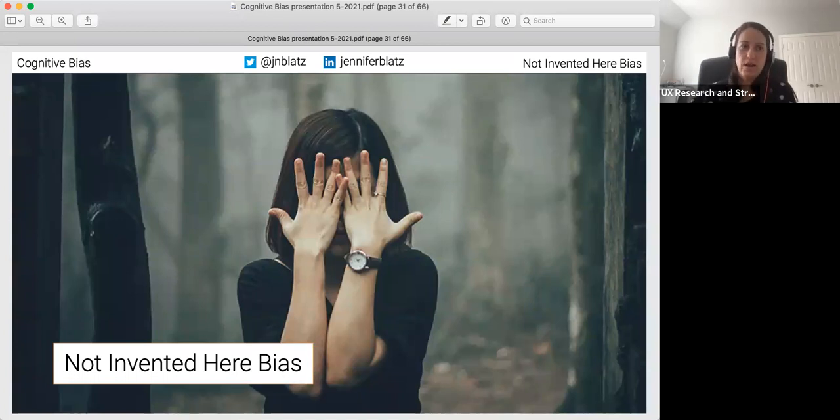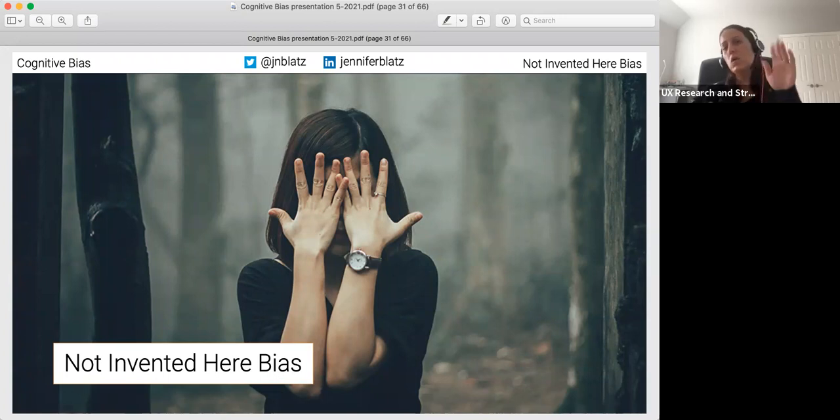Okay, so have you ever had someone come up with a problem to solve and you wonder how the competition is tackling that same problem? It's pretty natural to wonder how other companies are solving the same issues, right? Well, maybe not always. The not invented here bias is a cognitive bias where people don't want to accept information or ideas developed outside of their group.